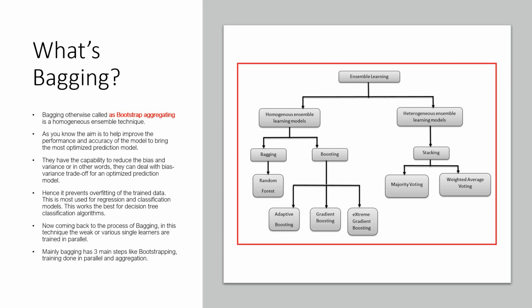As you can see in the picture presented in front of you, it is one of the types of homogeneous ensemble learning models. The whole purpose of ensemble learning is to improve the performance and accuracy of the model, and to get the best optimized results in the predictions. The models that we build through ensembling or bagging should have the capacity to reduce the bias and variance, or be capable of dealing with the bias-variance trade-off for an optimized prediction model. So we have to prevent the overfitting of the trained data. This approach is mostly used in regression and classification models, and it works best for decision tree classification algorithms.